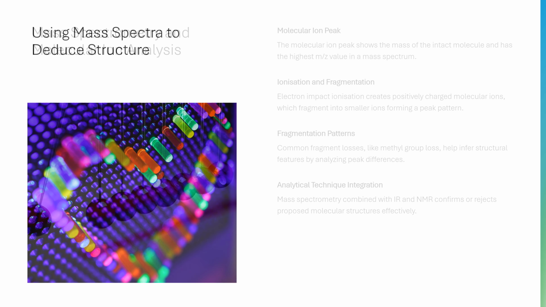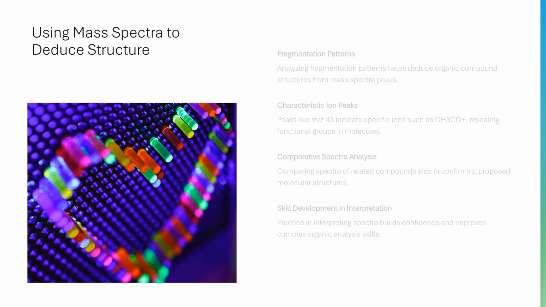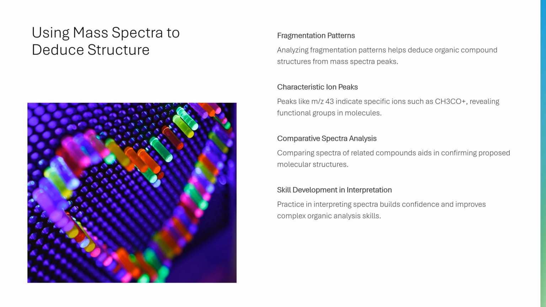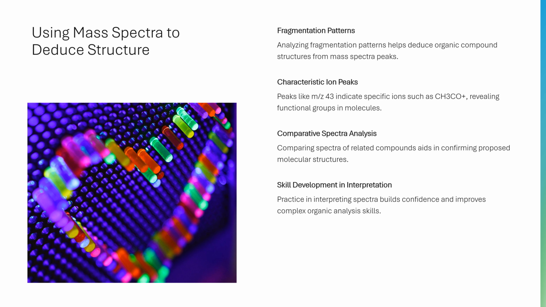Beyond identifying molecular mass, mass spectrometry can be used to deduce structural features of organic compounds through careful analysis of fragmentation patterns. For example, a prominent peak at m/z 43 is often associated with the CH3CO⁺ ion, suggesting the presence of an acyl group. Similarly, peaks resulting from the loss of small neutral molecules, such as H2O or CO2, can indicate functional groups like alcohols or carboxylic acids.